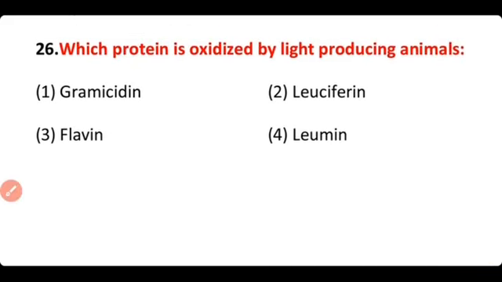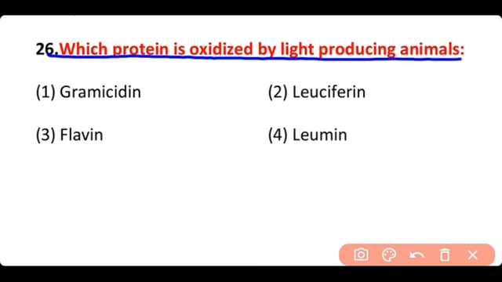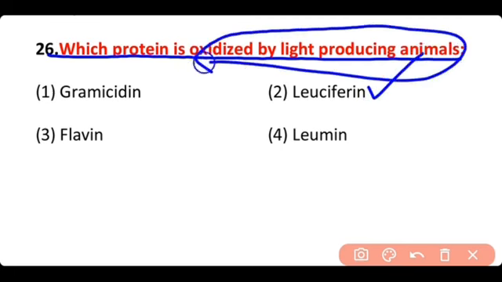Question number 26. Which protein is oxidized by light producing animals? Gramicidin, luciferin, flavin, lumen. So the correct answer is option 2. Luciferin is a protein that is oxidized by light producing animals.